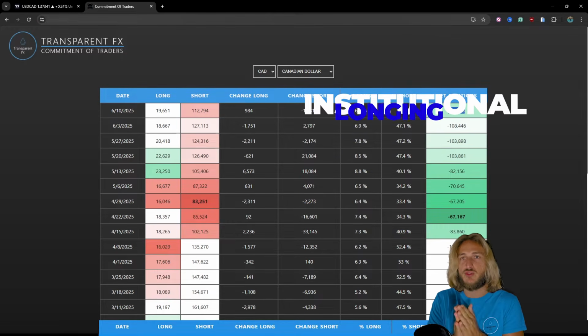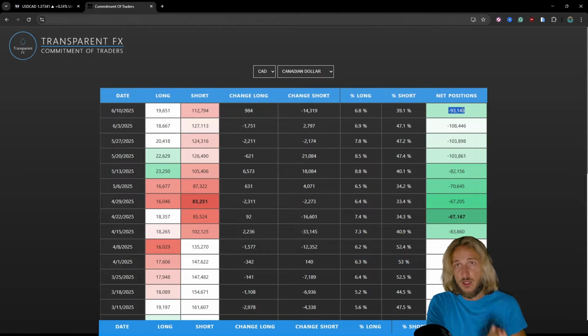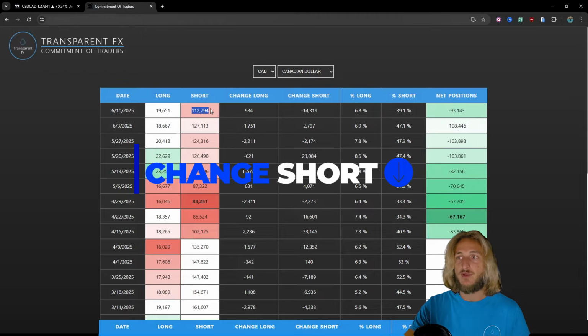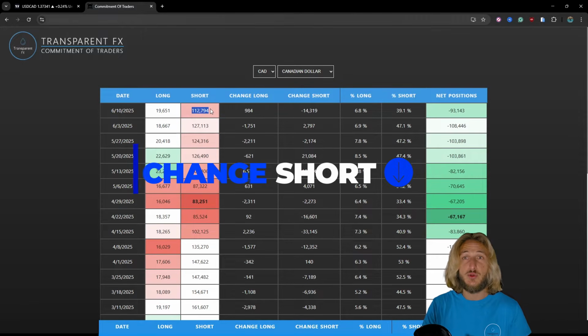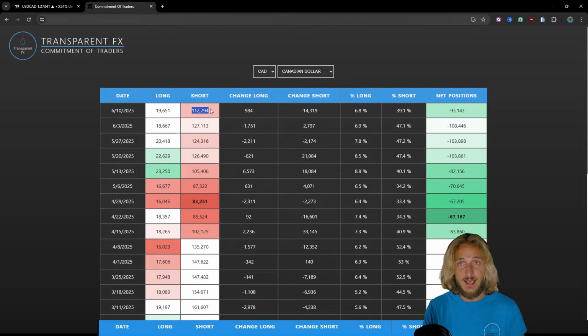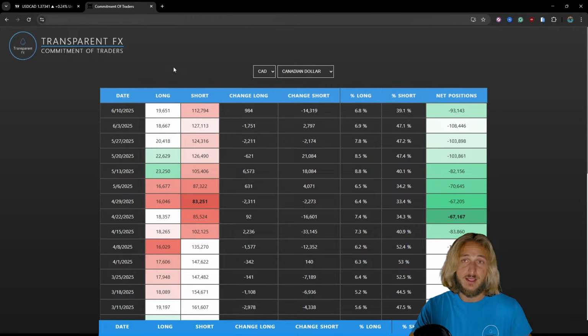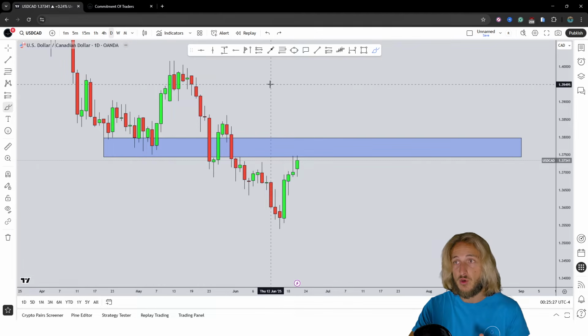So if institutions are shorting the CAD, they are obviously longing USD CAD, because all currencies on the spot are traded against the USD. And we went, in fact, from having 83K shorts up to 112K shorts. So institutions are aggressively shorting the CAD, so aggressively longing USD CAD at that confluence of demand and support zone that we have previously identified on the monthly time frame. So USD CAD is getting strong.